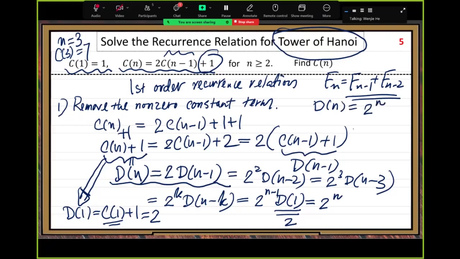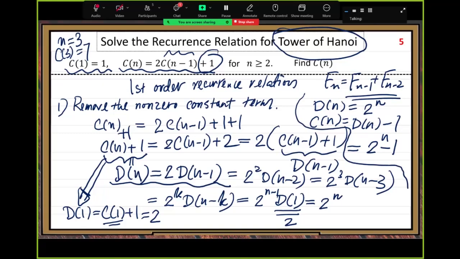And what is c of n? C of n equals d of n minus 1 by definition, right? So it equals 2 to the n minus 1. Okay. C of n equals 2 to the n minus 1. So the formula is this: 2 to the n minus 1.